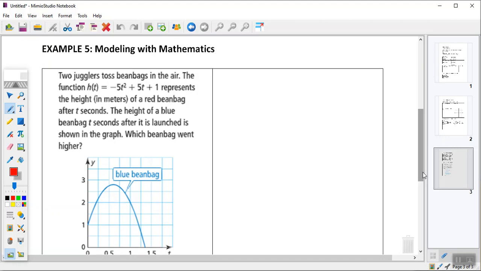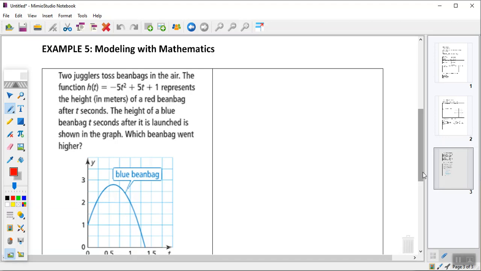Two regular plus beanbags in the air. The function h of t equals negative 5t squared plus 5t plus 1 represents the height in meters of the red beanbag after t seconds. The height of the blue beanbag t seconds after it is launched is shown in the graph. Which beanbag went higher?